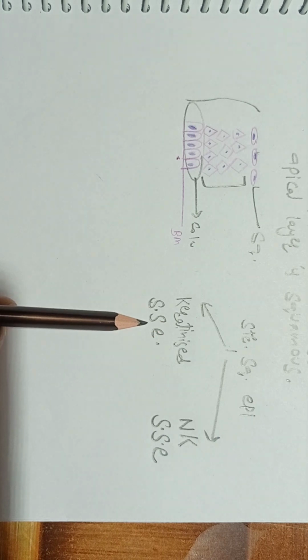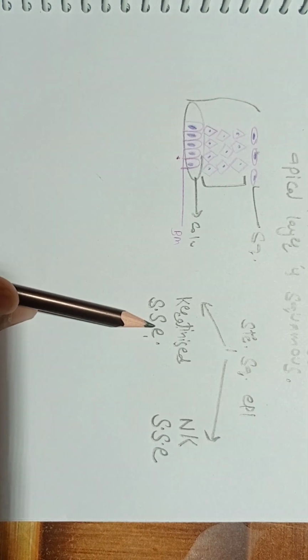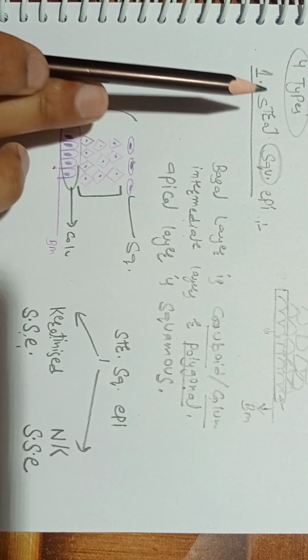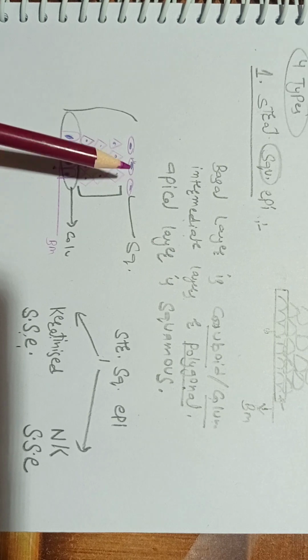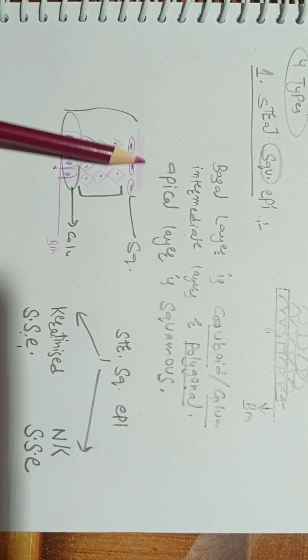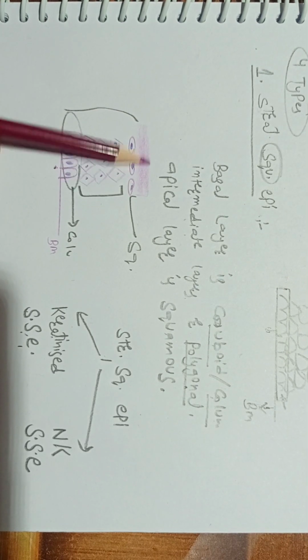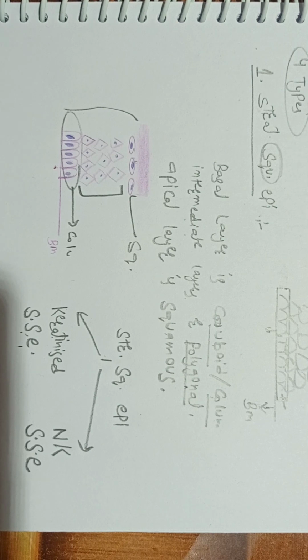Keratinized stratified squamous epithelium is the same as the stratified squamous epithelium. The only difference is that above its apical layer, which is squamous, there is the presence of a keratinized layer. The top layer is keratinized, above the squamous layer.